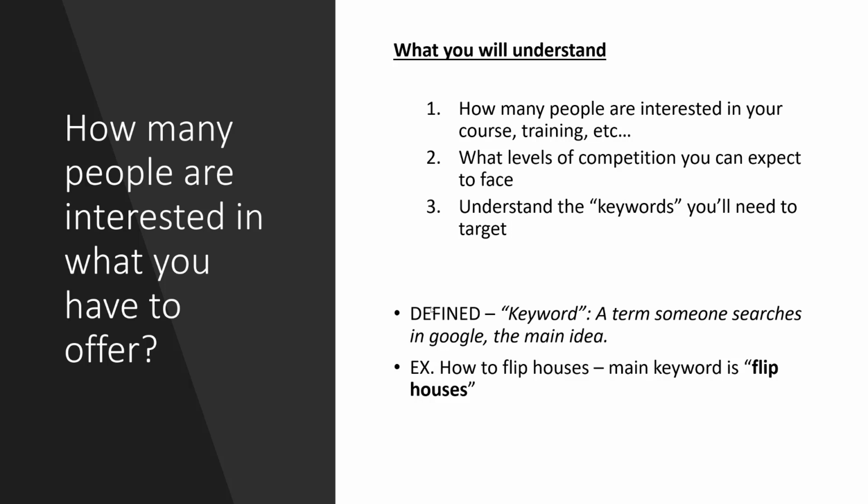A keyword is nothing complicated, nothing fancy. It's a term someone searches for in Google or any other search engine. So if I search how to flip houses, that's formatted as how to flip houses. The main actual keyword is flip houses. How to is just a filler. So something to keep in mind is that the keyword is the main idea or the main concept that people are searching for help with. So that's what a keyword is. Let's go ahead and move on.